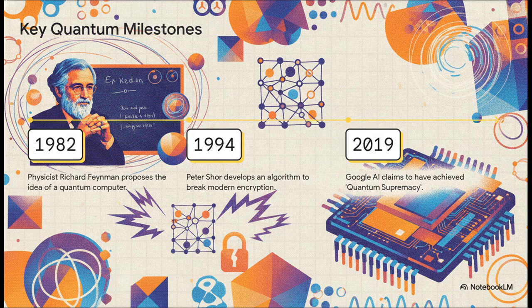This journey really kicked off as a serious idea way back in 1982 when the famous physicist Richard Feynman first proposed it. Then, in 1994, Peter Shor discovered an algorithm that could break codes, a potential killer app that got everyone's attention. And more recently, in 2019, Google claimed a huge milestone, something they called quantum supremacy, with a machine that did a calculation that they said was basically impossible for any normal supercomputer.